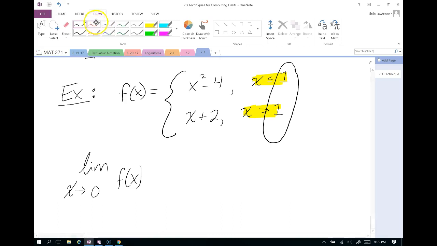So with this piecewise function, when x is equal to 0, it's strictly using x squared minus 4, because it's using x squared minus 4 for every x value less than or equal to 1. And 0 is clearly in that interval. So we can do this with direct substitution by plugging 0 just into the first piece and getting negative 4.